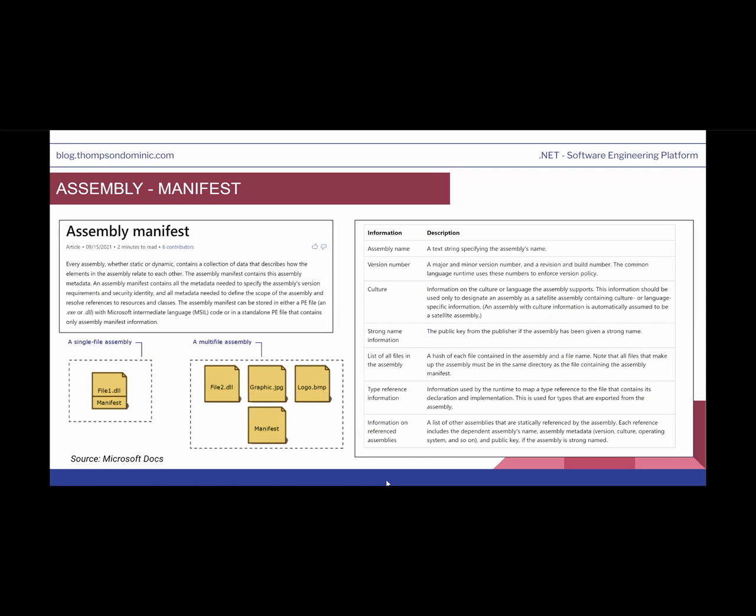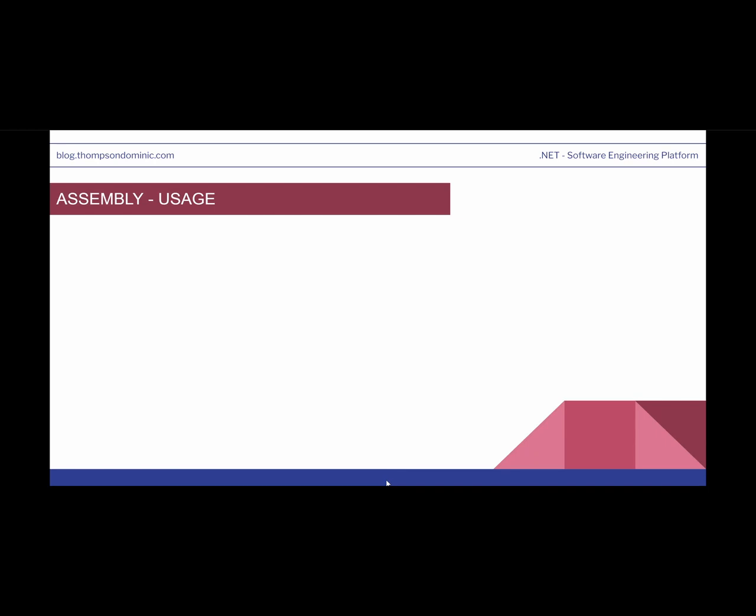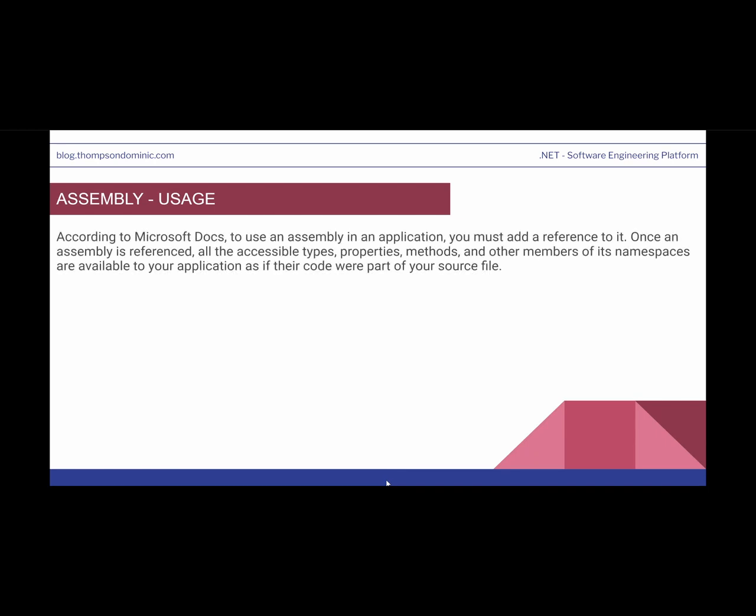All right. To use an assembly is simple. Basically, we use an assembly by referencing it. You reference it by adding the assembly to your application, and once you add an assembly to your application, all the accessible types, properties, and type members in that assembly or in that namespace are available for your application to use as if it was part of your source file.